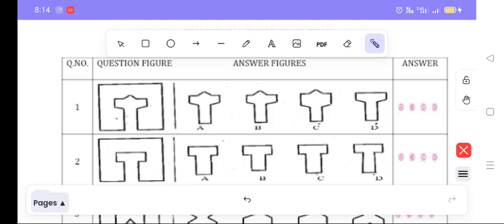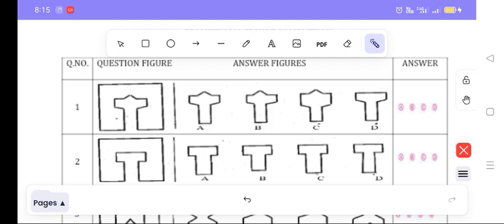Now let us discuss the first question. In the first question, you can see a square. In that, this small part has been cut out and it is kept among the four options here. Now you should check and find out where the other part is hiding, so that when it is put there, that geometrical shape should be completed. Now let us check A.